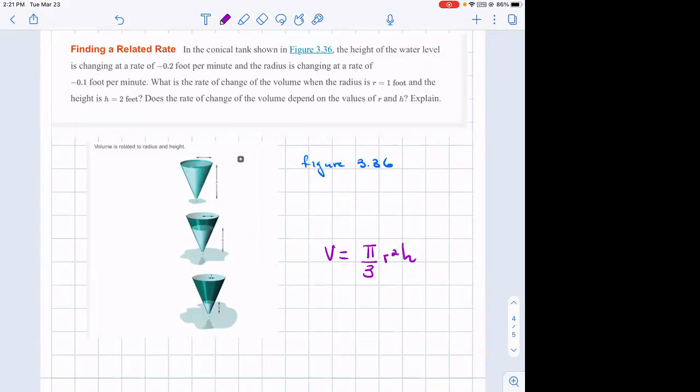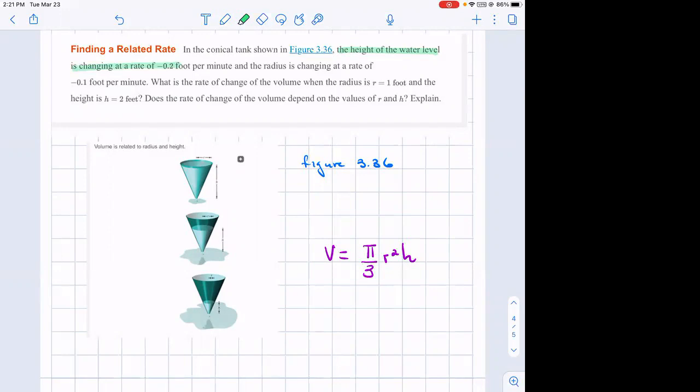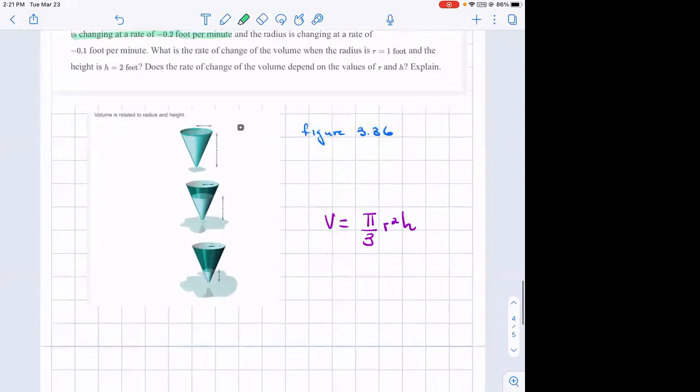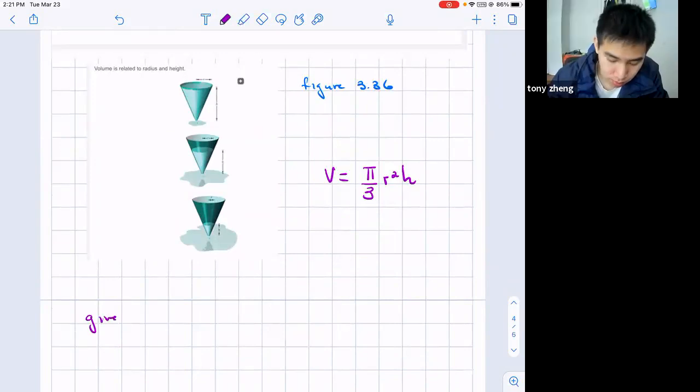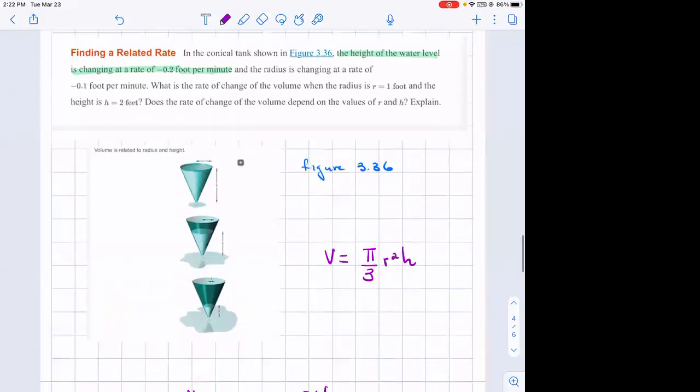So anyone can tell me what am I taking, or you know what, the first thing you should do, write down what's given. So if we look at this, the height of the water is changing at a rate of negative 0.2 foot per minute. So what is that? The height of the water, H. dH/dt, good. So given dH/dt is equal to negative 0.2 feet per minute.